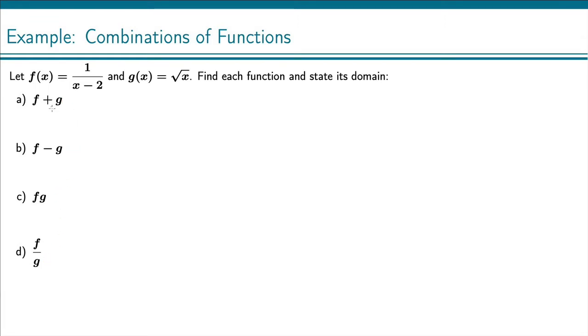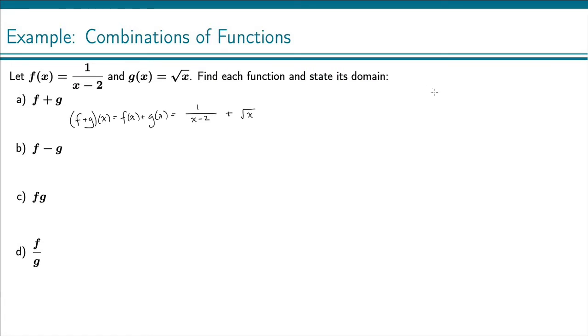So for the first one, f plus g. F plus g, by definition, is f of x plus g of x. And so we just need to add those two functions, 1 over x minus 2 plus the square root of x. Now, we need the intersection of the two domains of these functions.